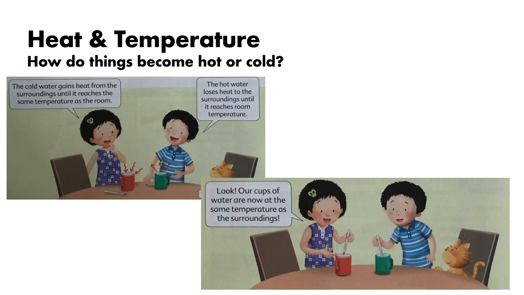So for example, look at the first cartoon over here. It reads, the cold water gains heat from the surrounding, and therefore it reaches the same temperature as the room. So you take a piece of ice, or a cup of cold water from the fridge, and put it on the table. Slowly the cold water will get heat from the environment, from the surrounding air. So it gains heat, and the water becomes warmer and warmer. Same thing, if we put the cup of water into the fridge, it gets cooler and cooler because the water actually loses heat to the air in the refrigerator.